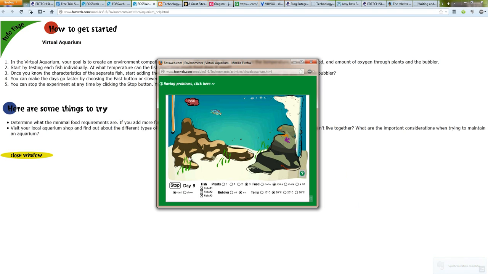I understand the concept of a virtual aquarium, but it kind of escapes me as to the educational value of this, because I don't know how my choices have affected the outcome.